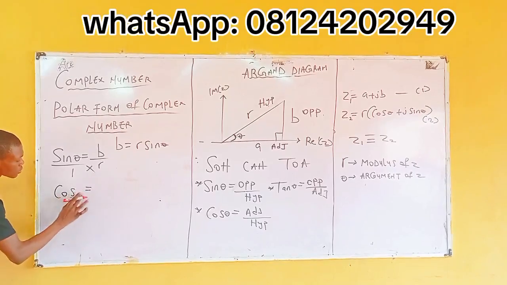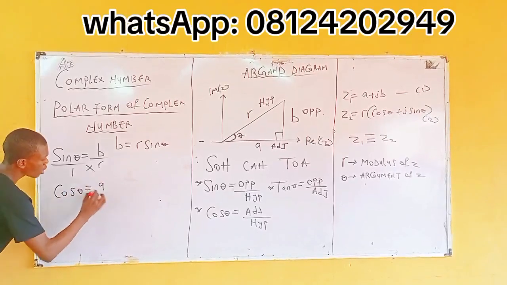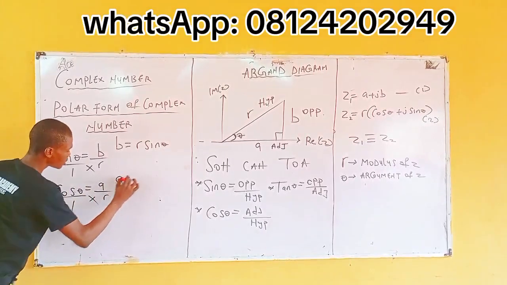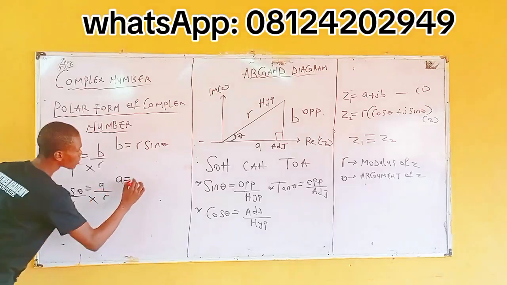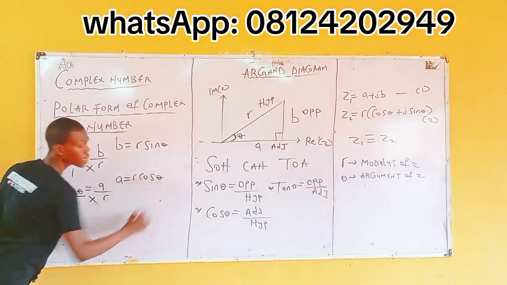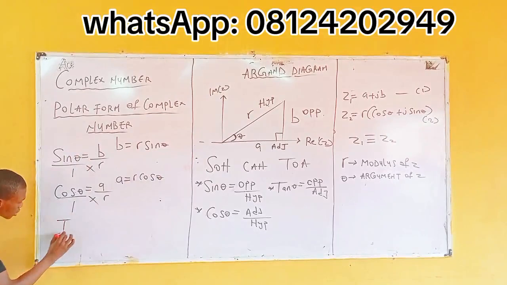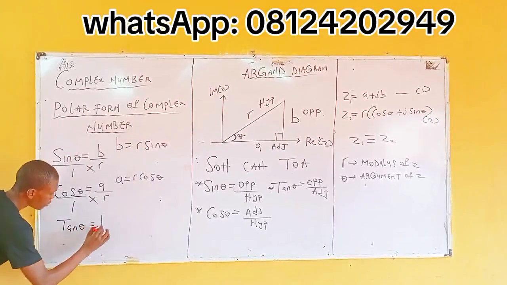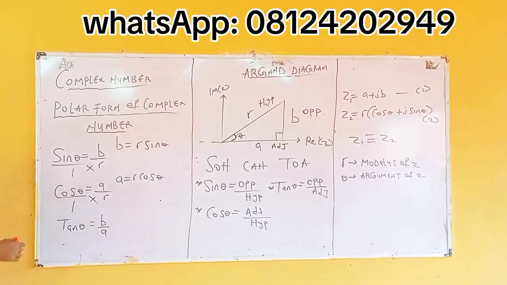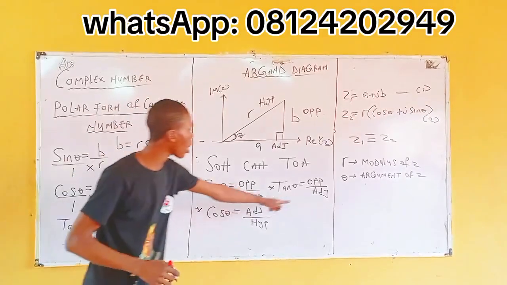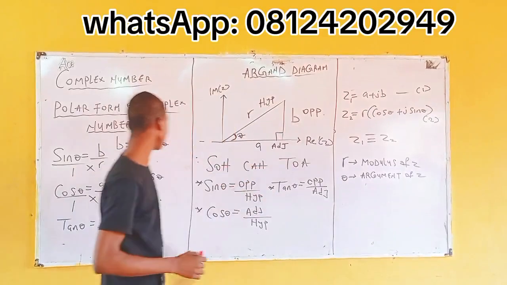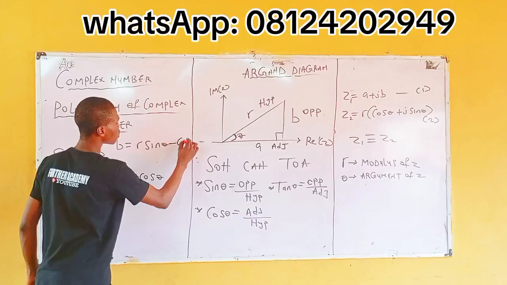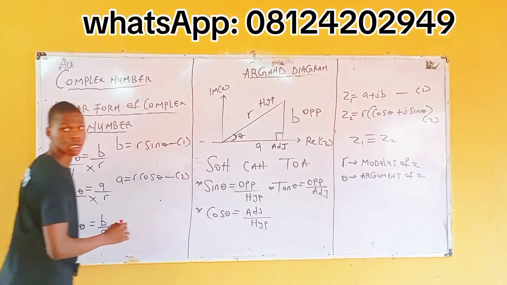Now, the next one, cos theta. Cos theta is what? A over R. Cross multiply, meaning A is equal to R cos theta. For the last one, tan theta is what? B over A. Check. Tan theta: opposite B, adjacent A. Now from here, call this 1, call this 2.